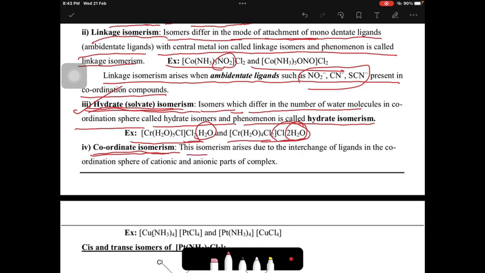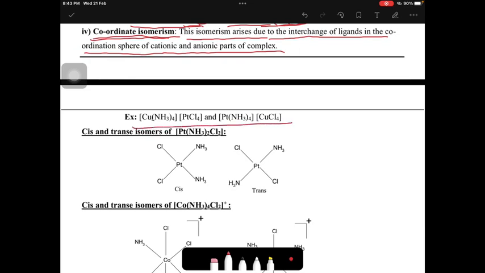Coordinate isomerism. The isomerism arises due to the interchange of ligands in the coordination sphere of the cationic and anionic part of the complex. Examples: these two.